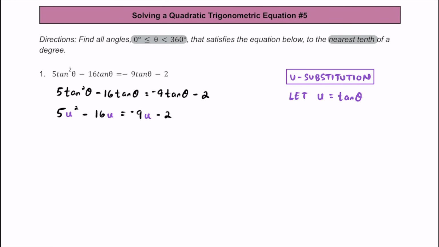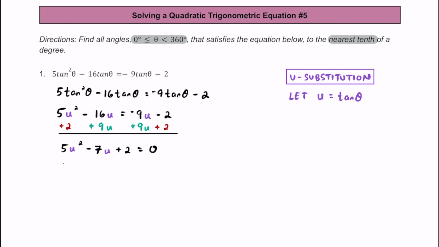Just like when you solve your other quadratic equations, we like it in standard form, so we're going to set everything equal to 0, move everything to the left side or right side of the equation, whatever your preference is. So I'm going to add 9u to both sides, but I'm also going to add 2 to both sides as well. Alright, so doing that, we should end up with 5u squared, that stayed the same. Then negative 16u plus 9u is going to be negative 7u. And then after that, we just have this plus 2, and that's going to be equal to 0.